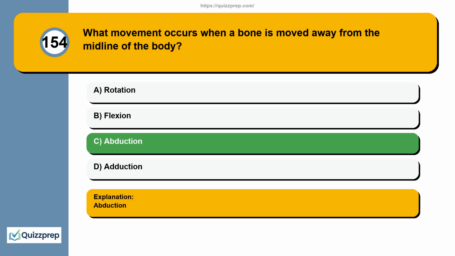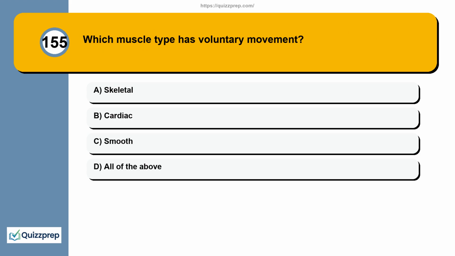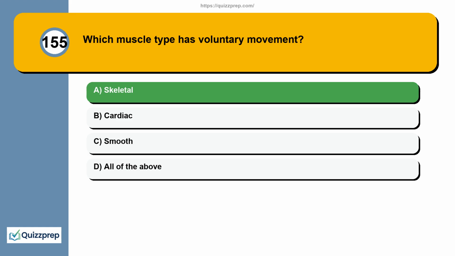Abduction. Question 155. Which muscle type has voluntary movement? Option A, skeletal. Option B, cardiac. Option C, smooth. Option D, all of the above. The correct answer is option A, skeletal.